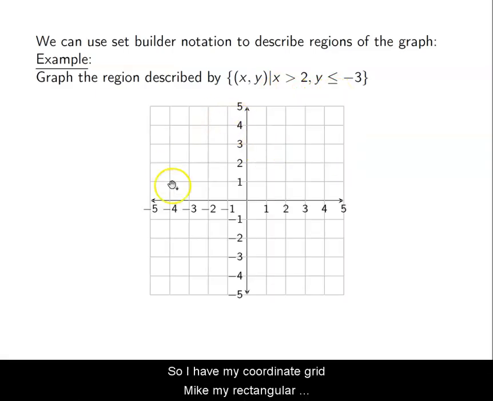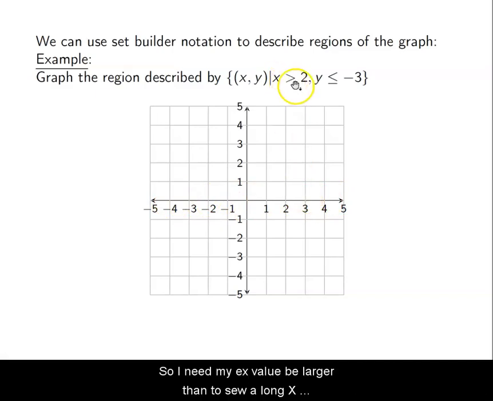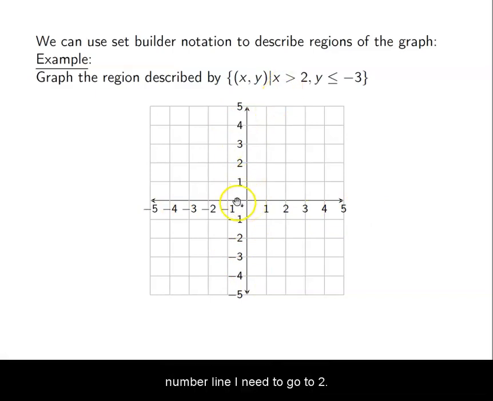Okay? So I have my coordinate grid, my rectangular coordinate system, my Cartesian coordinate system. As you can see, my axes are numbered. Okay, my x and my y axes are numbered, so now I can actually do some math and it'll have some actual meaning because these units are not arbitrary, right? So I need my x values to be larger than 2. So along x, right, this is one number line and this is another number line. That's really how you should think about it. It's two separate number lines overlapping at their zeros, right? So on the x number line, I need to go to 2, okay?